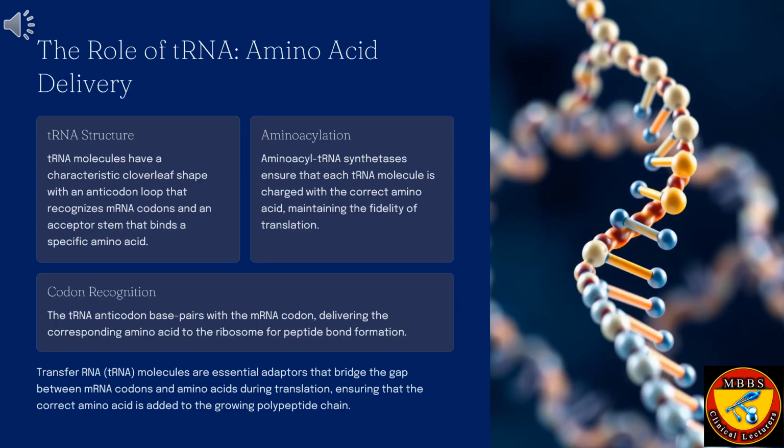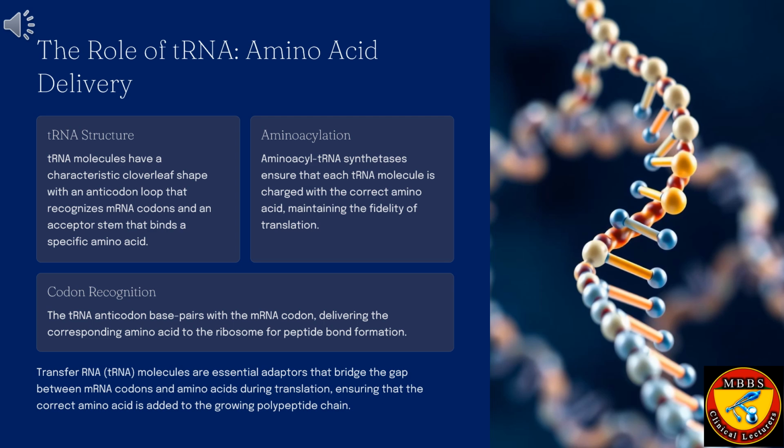tRNA, transfer RNA, plays a crucial role in translation, acting as an adapter molecule that links the language of nucleotides to amino acids. Here's how tRNA works. Key functions of tRNA. 1. Amino acid attachment. Each tRNA molecule is charged with a specific amino acid by an enzyme called aminoacyl tRNA synthetase. 2. Codon recognition. tRNA molecules recognize specific codons on the mRNA through their anticodons, ensuring the correct amino acid is added to the growing polypeptide chain.